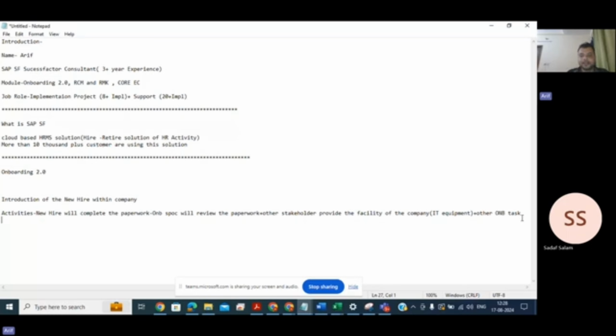So this is a brief introduction about the onboarding process. Then I will go into details one by one on how these activities which I told you about, the new hire completing the paperwork, then the review of the paperwork, then the allocation of the equipment, will be configured within the SuccessFactors solution. I will discuss each and every line item in more detail. For now, just think of it like this, that this activity will be carried out like this.